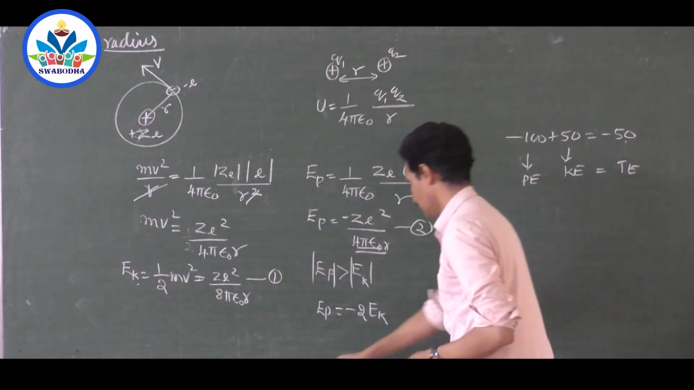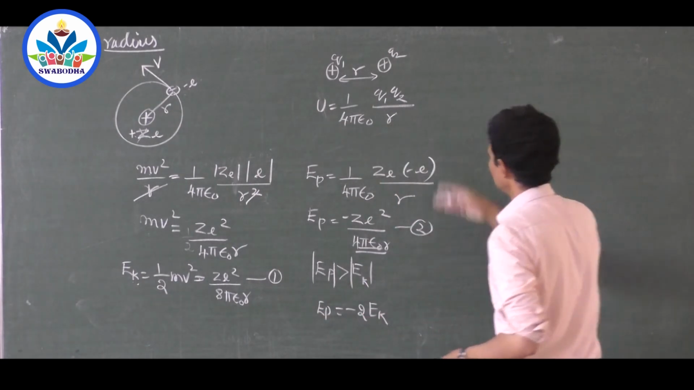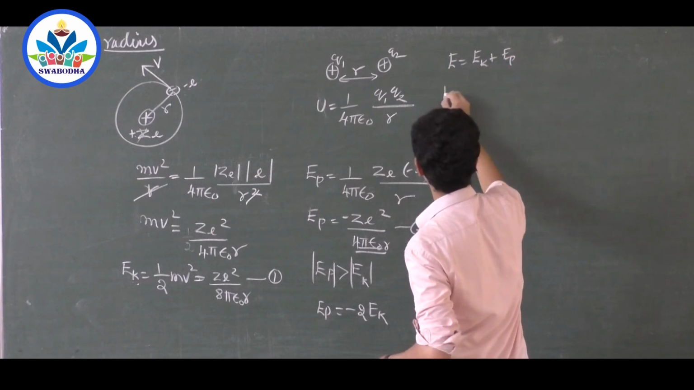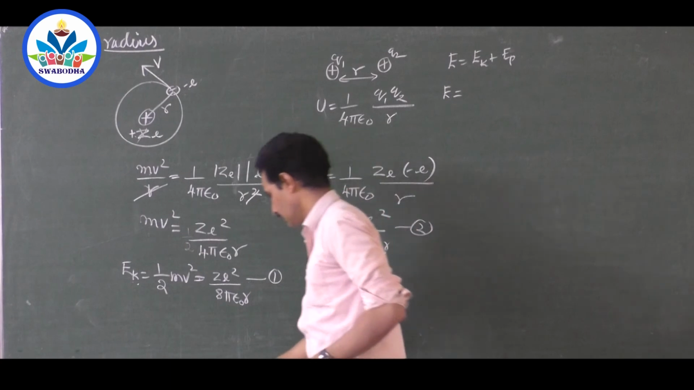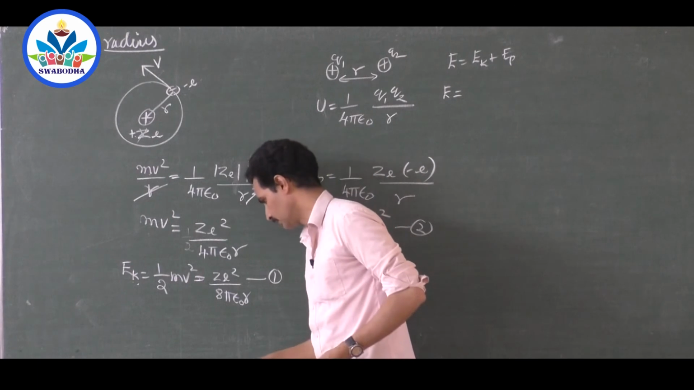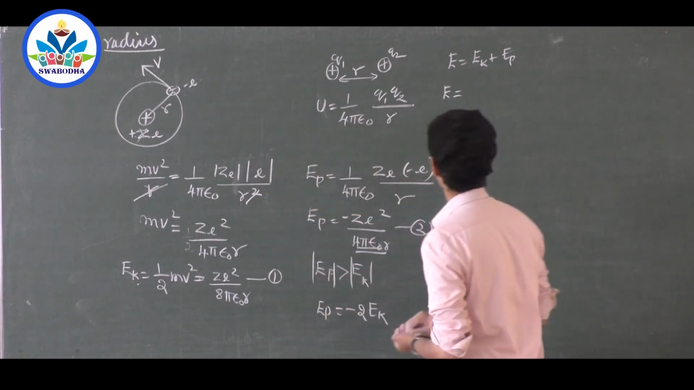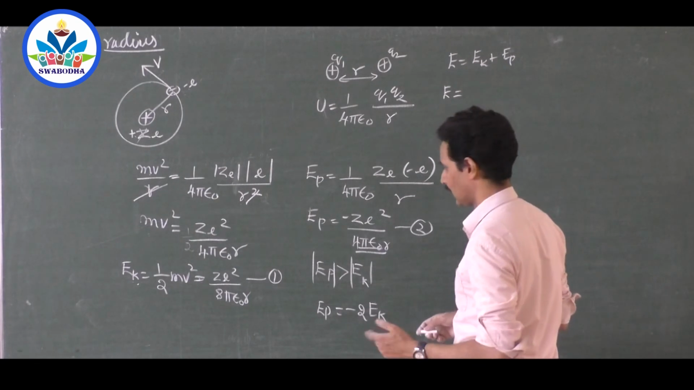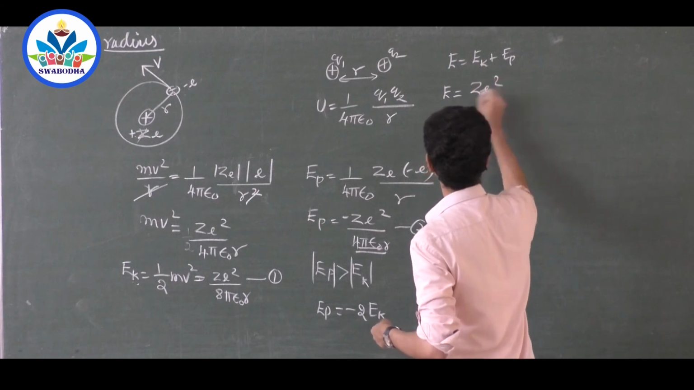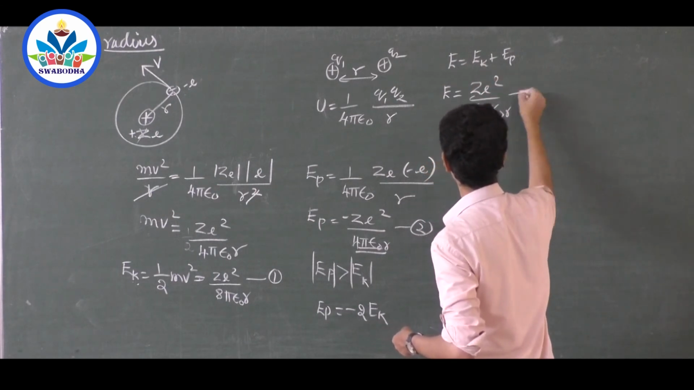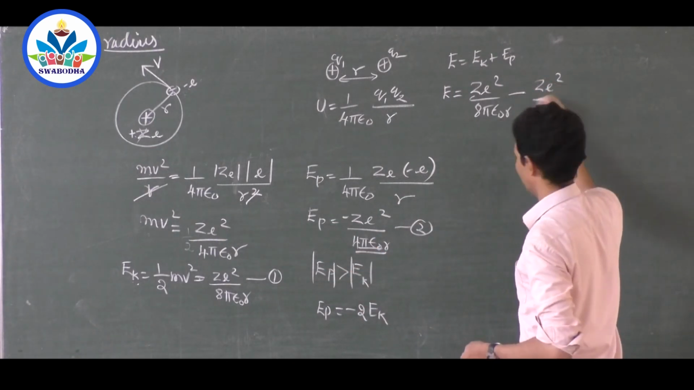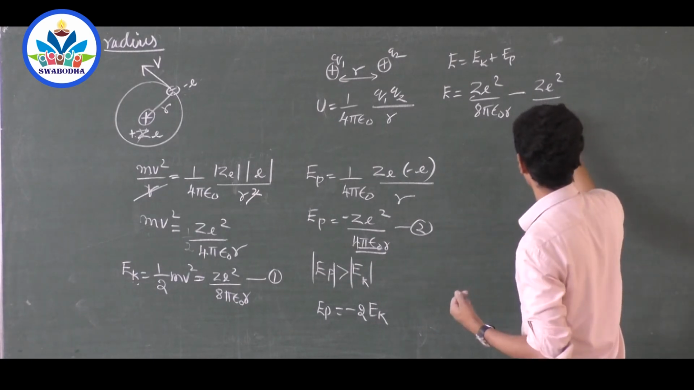What is the total energy? Shall we write it here? Total energy of the electron, E kinetic plus E potential. Total energy of the electron. We'll do this. You have to complete this now. I want to have some colored chalk. Total energy is kinetic plus potential. Kinetic is ZE square divided by 8 pi epsilon naught r, minus potential, ZE square divided by 4 pi epsilon naught r.